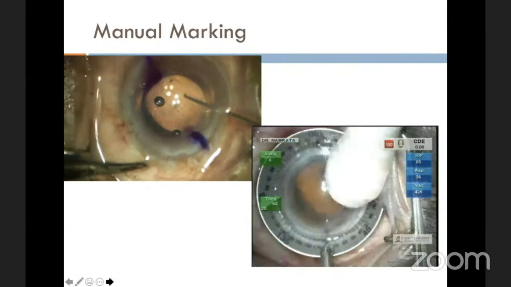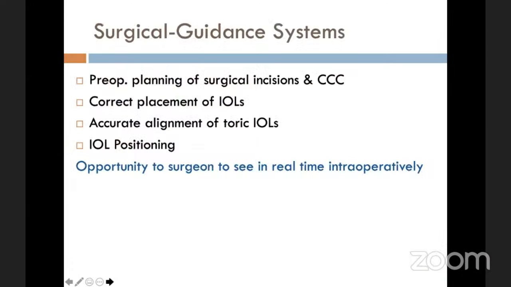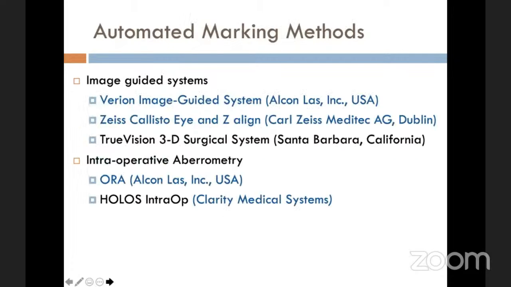So these are some of the problems of the manual marking system, hence the surgical guidance system in which you can preoperatively plan the case, do correct placement of IOLs, accurate alignment of toric IOLs, IOL positioning, and there's an opportunity for the surgeon to see in real time intraoperatively all the alignments which are happening. So we have experience with the Verion image-guided system as well as the Zeiss Callisto eye and Z Align, as well as the intraoperative aberrometry, which is the ORA.